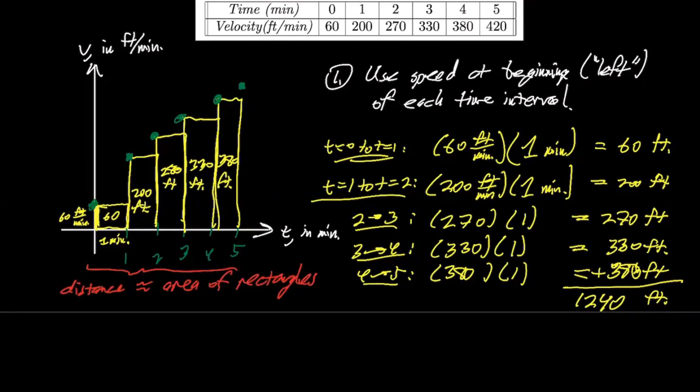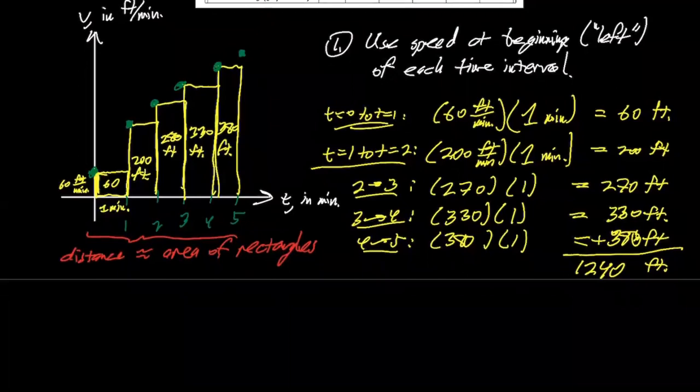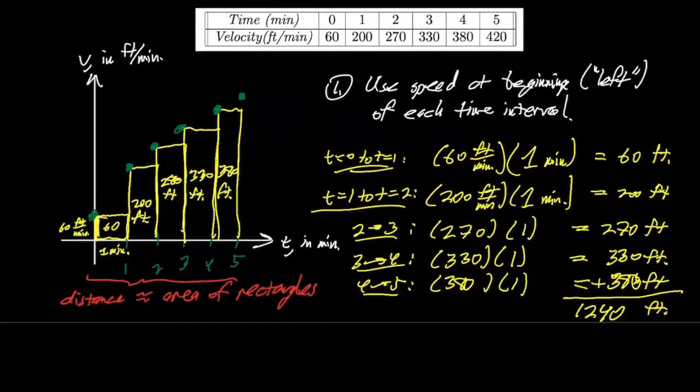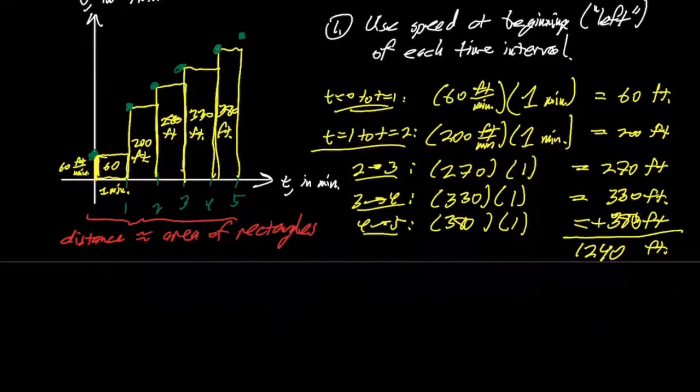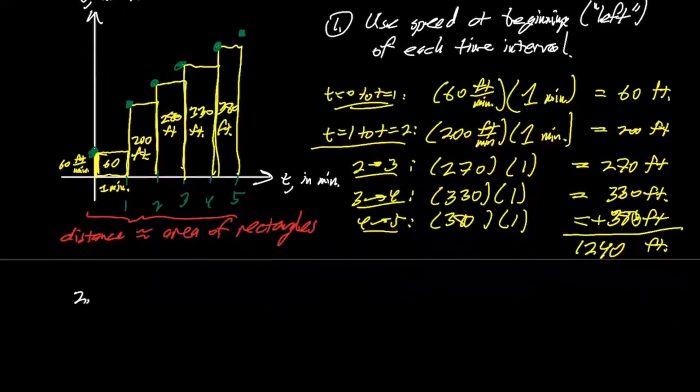Okay, so we could do the same thing as another estimate, but we could use the speed at the end of each time interval. So we could assume that in the first minute, from times 0 to 1, we're actually going 200 feet per minute. And from time 1 to 2, we're going 270 feet, and then so on, all of these numbers, and not using that number, right? Okay, so if you do that, let's try that. So we could use the speed at the end.